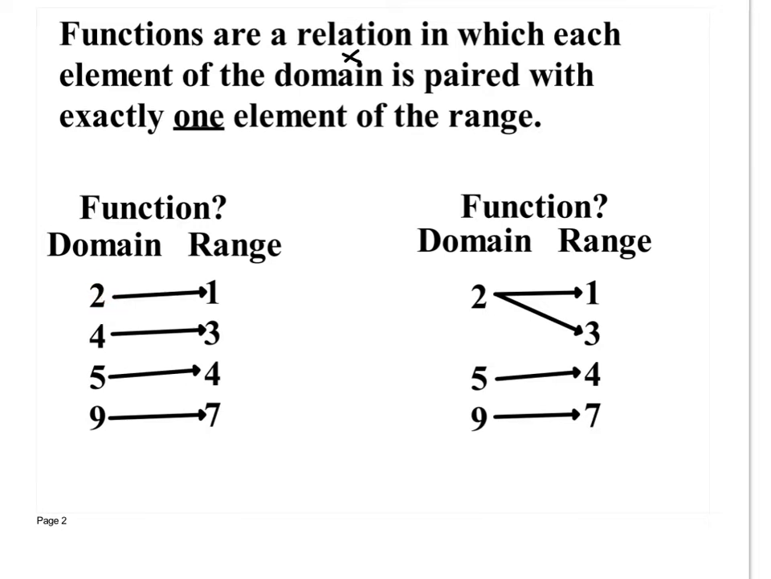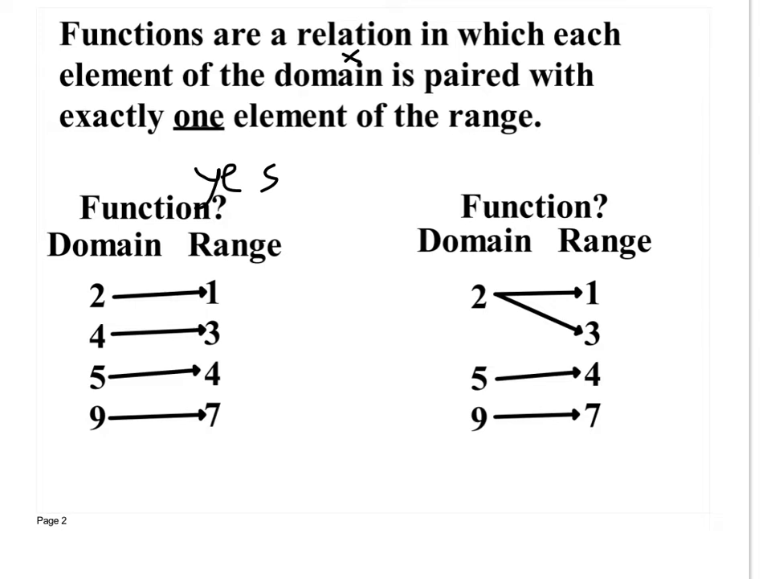Is 2 paired with more than one number? No, it's only paired with 1. 4 is only paired with 3. 5 is only paired with 4, and 9 is only paired with 7. So is this a function? Yes, because each element of the domain is paired with only one element of the range.